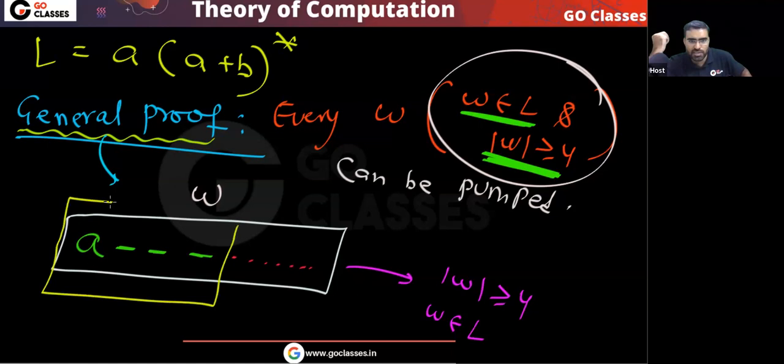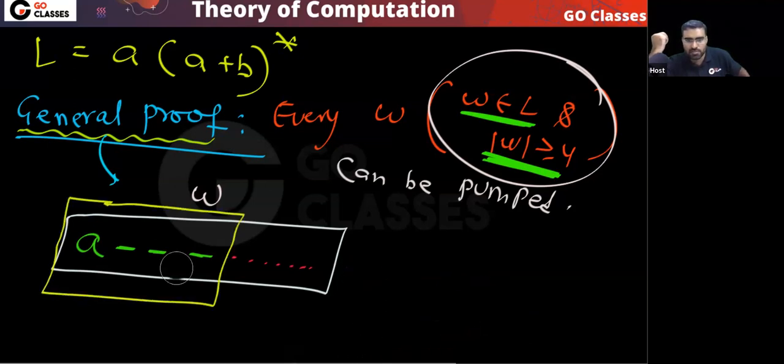You will find the Y within the first 4 symbols. Okay, so let's find the Y within the first 4 symbols. These are the first 4 symbols. In these first 4 symbols, which Y will work?